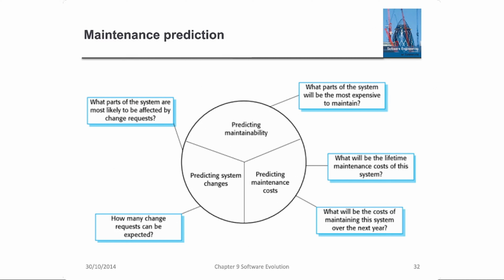The third thing is estimating the number of expected change requests. You ask, why should we care about the number of requests we are having? We should be focusing on how many change requests we're receiving, because it will help us in capacity planning for maintenance teams, for example.